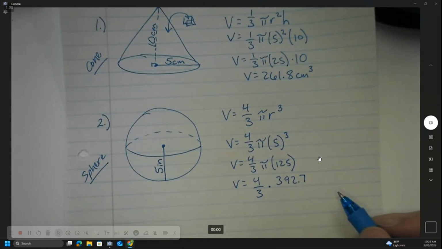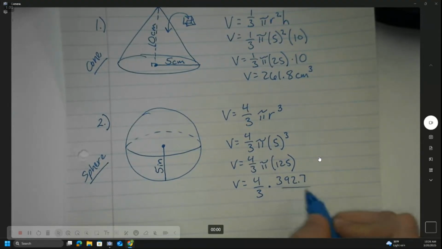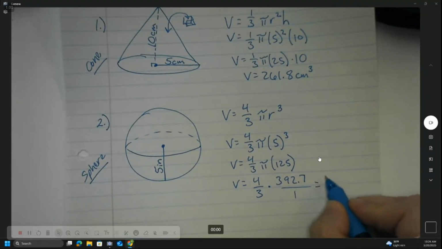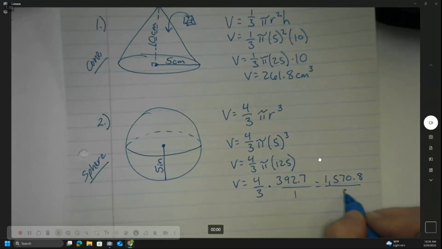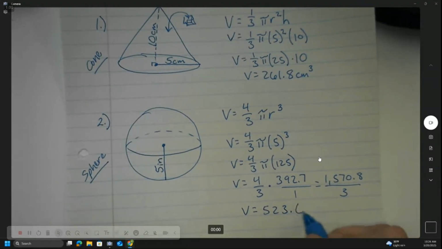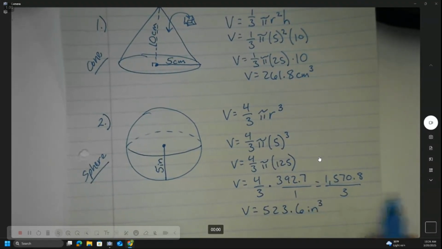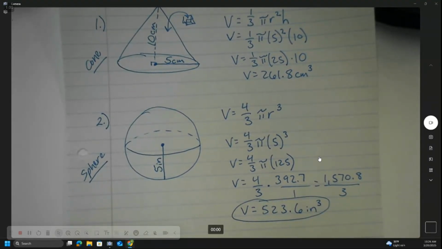When you are multiplying fractions, you don't need common denominators, but watch this real quick. I'm going to throw it over 1 and multiply straight across. I get 1,570 8/10 divided by 3, and volume equals 523 6/10 inches cubed. That's your answer for solving for the volume of a sphere.